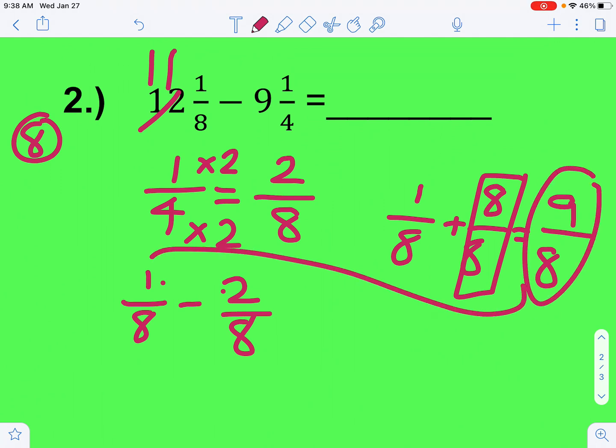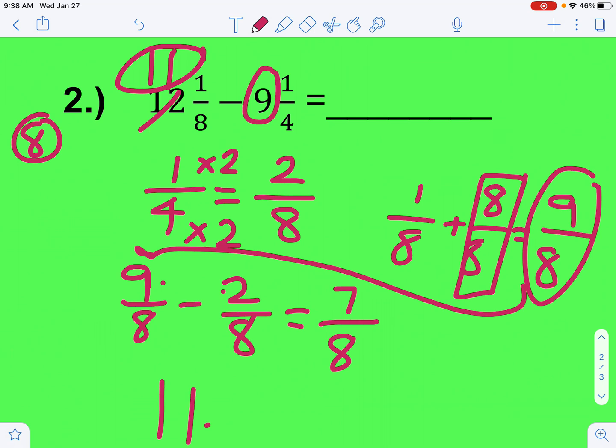Now this fraction is really going to go in this spot, so let's change that to 9 over 8. Our denominators are the same, so let's subtract. 9 minus 2 gives us 7. Now let's subtract our whole numbers. We're taking 11 minus 9, which gives us 2. So our answer is 2 7/8.